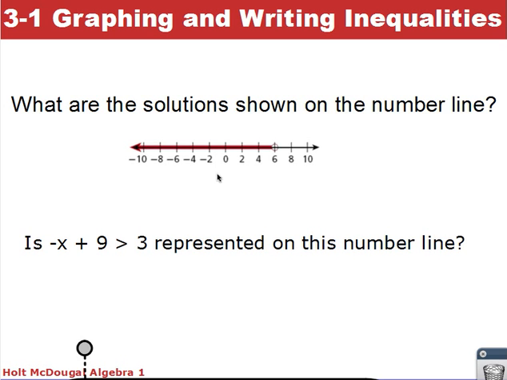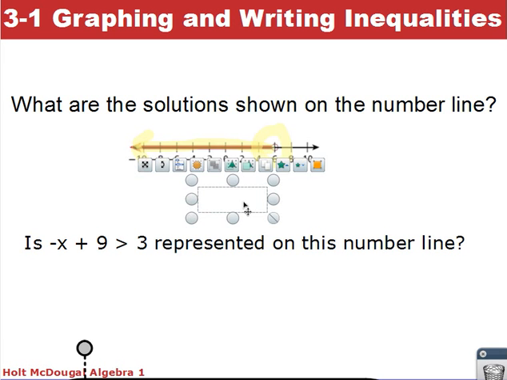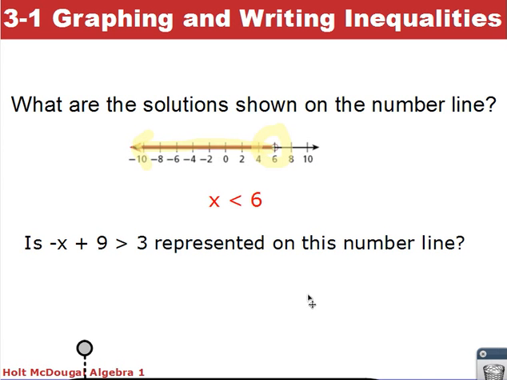Here we have a number line. We want to say what are the solutions shown on the number line. A couple things to point out. Here we have an open circle at 6. An open circle means that that number is not part of the solution. Then you notice everything to the left is shaded. So our solution is going to be, we can write this as x is less than 6.